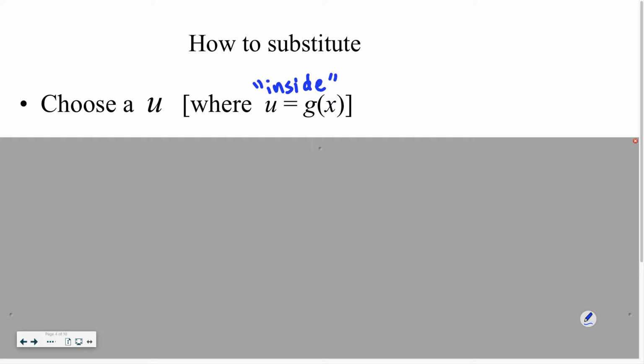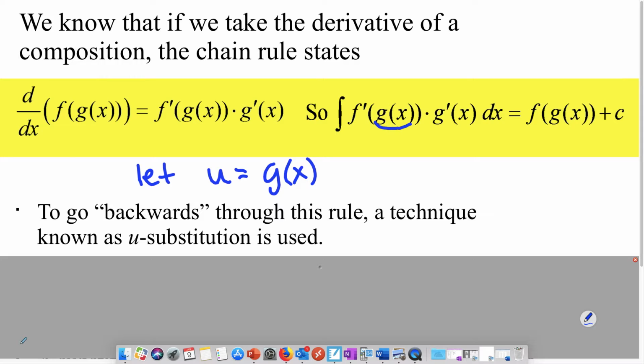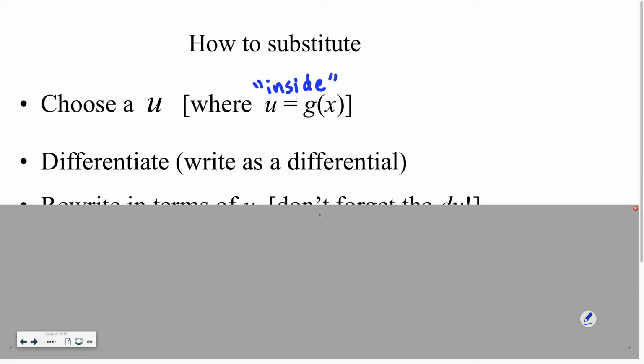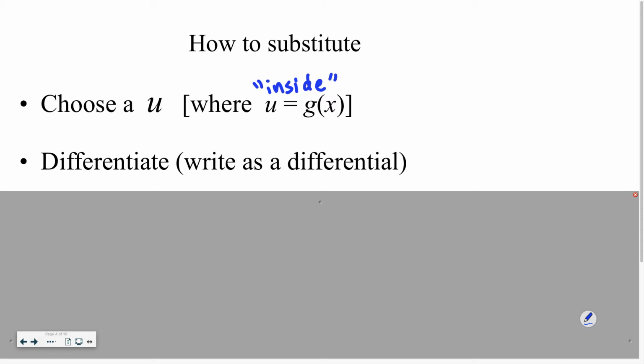But we need all of our derivatives to fall in place, right? I'm going to go back to this slide real quick. It has to be true that if g is in here, then there's a g prime out here somewhere. So when we let u equal that function, we're going to have to differentiate like we did back in our differential section so that we can account for that g prime being in our antiderivative.